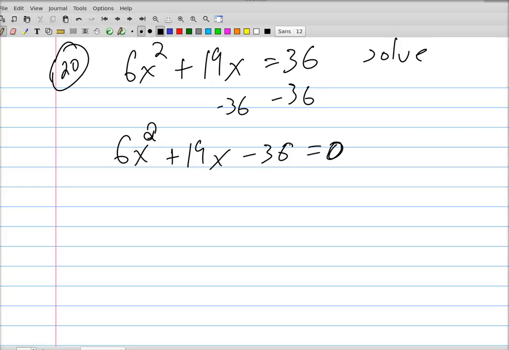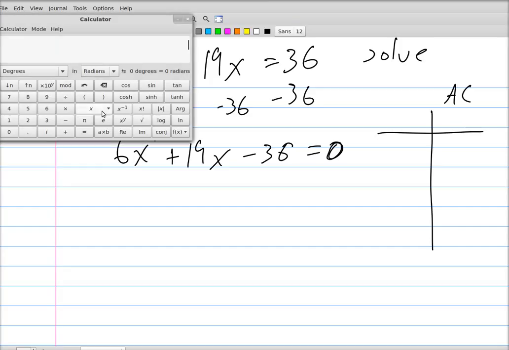That said, now we need to try and factor this left side. Normally what I try to do is factor a number or something out of each term. But in this case, that middle coefficient 19 is prime, so I can't factor any number out of it. And that leaves me with the AC method. So I need to break it down using the AC method. My AC is going to be 6 times negative 36.